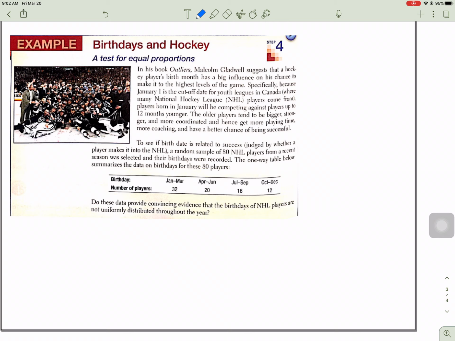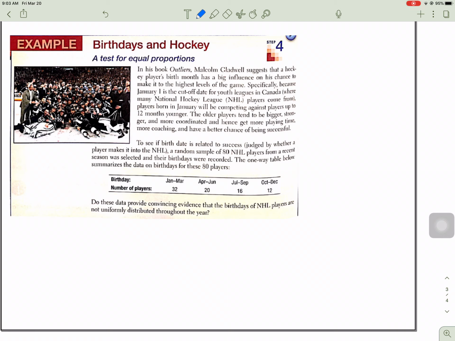So if you're born in January and you're born in December, you're playing in the same year, but you're going to be almost a full year older than that person. The older players tend to be bigger, stronger, and more coordinated, and hence get more playing time, more coaching, and have a better chance of being successful. To see if birth date is related to success, judged by whether or not a player makes it to the NHL, so that's what success is deemed here.